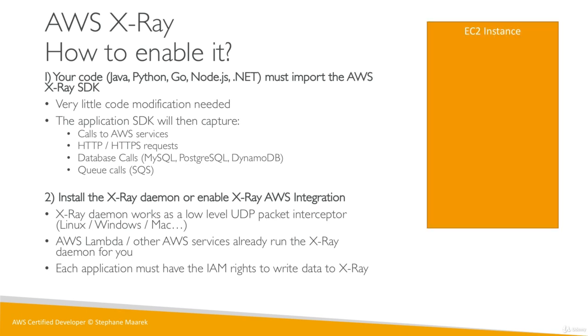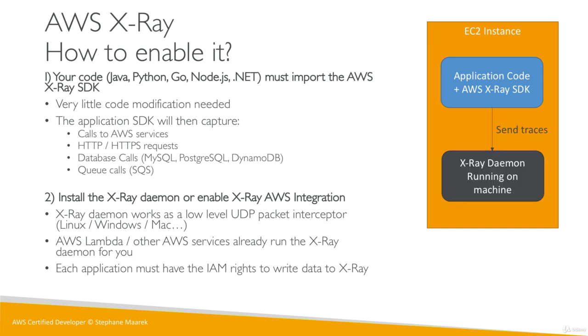Now, to make it really crystal clear, here is an EC2 instance, and you need to have your application code on top of it. And so your code, again, needs to be modified to import the AWS X-Ray SDK, and then it will send its traces to the X-Ray daemon running on the machine. So as you can see, you also need to run the X-Ray daemon, and that X-Ray daemon will send a batch every 1 second to AWS X-Ray.